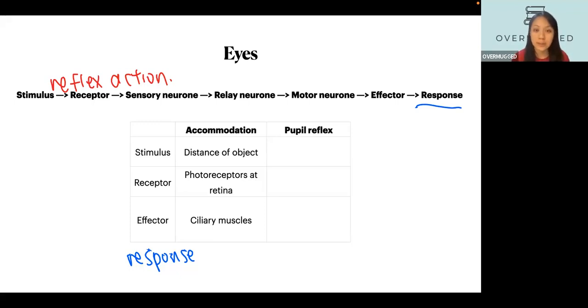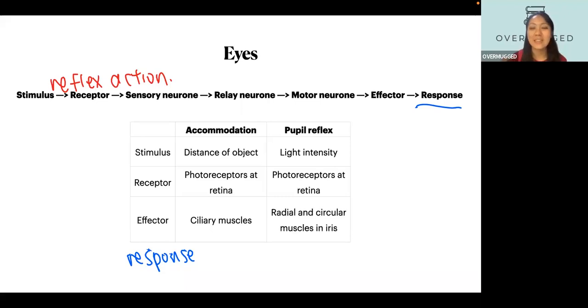Let's focus on stimulus, receptor, and effector. For the pupil reflex, the stimulus is light intensity, because it's either too bright or too dark. The receptor is always the photoreceptors at the retina. And the effector here, you can answer yourself, is the iris, the radial and circular muscles. Even though it's called pupil reflex, the effector is not the pupil, because the pupil refers to the whole opening. It doesn't change itself. It changes based on the radial and circular muscles, which are the muscles in the iris.